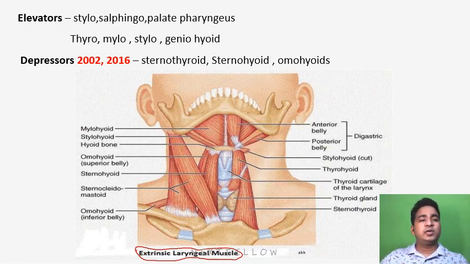And out of these, the first group is elevators, then comes the depressors. The name itself suggests what the depressor muscles of the larynx are. Why? Again, it is important from the examination point of view. The depressor muscles are the muscles connecting the larynx to structures below the larynx, like the sternum. So, sternothyroid and sternohyoid. Okay. So look at this diagram.